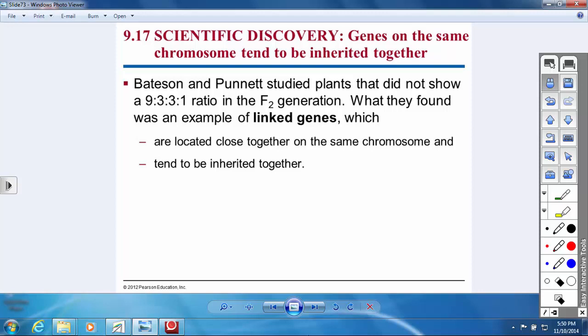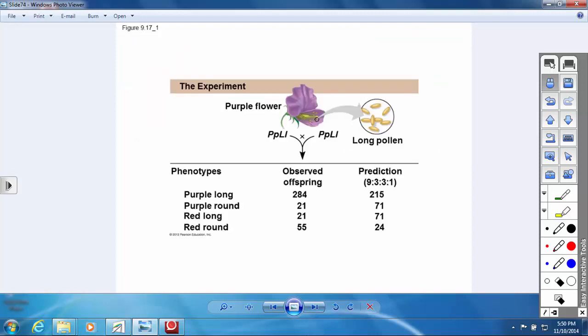So Bateson and Punnett looked at the plants that didn't show the 9:3:3:1 ratio and said, what's going on? Why is this happening? And what they found was an example of linked genes, in which linked genes just means that two loci or two alleles are so close on a chromosome that it's hard for them to be separated. And so they tend to be inherited together. So it's no longer that random assortment, right? It takes away from that randomness.